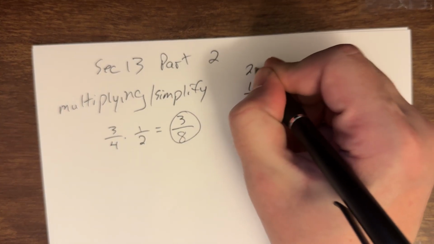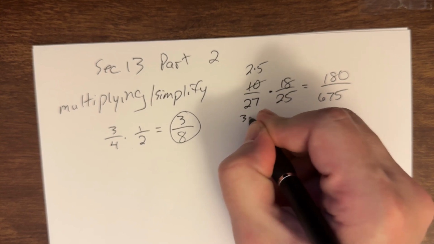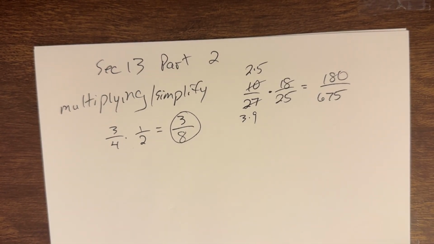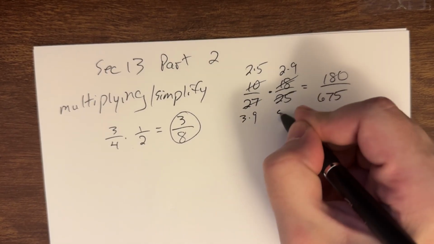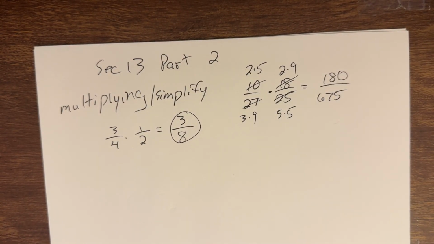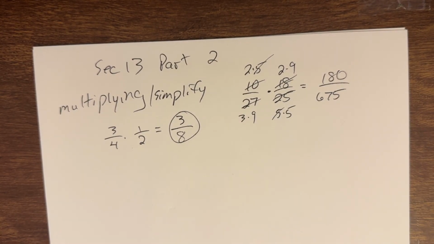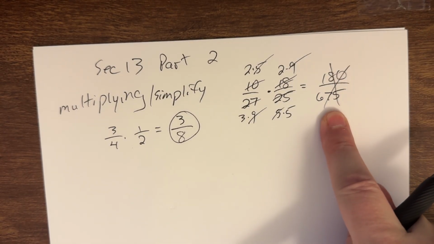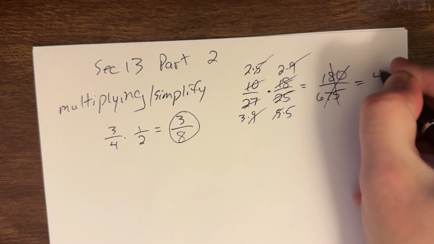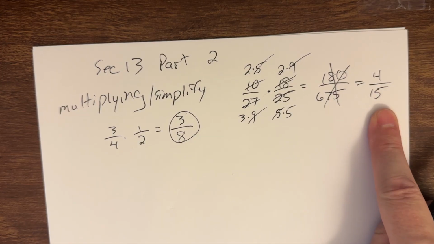So 10, if I factor 10, that's 2 times 5. 27, that's 3 times 9. 18, that's 2 times 9. And 25 is 5 times 5. I see a common 5 here and here, I'll cross it off. I see a common 9 here and here, I'll cross it off. What's left, instead of this monster fraction, I have 2 times 2 is 4, and 3 times 5 is 15.